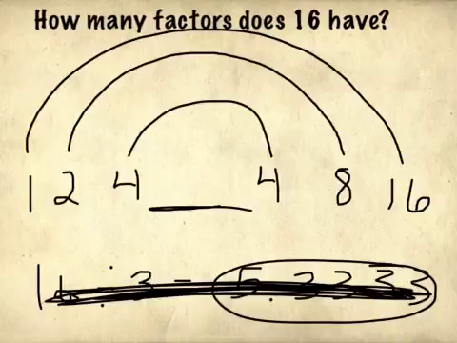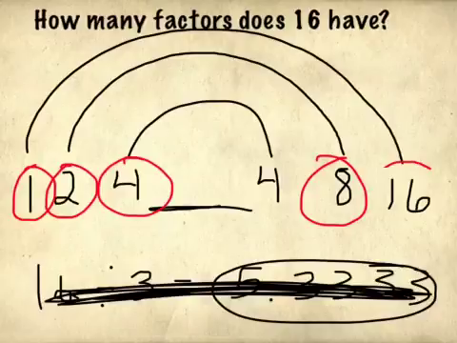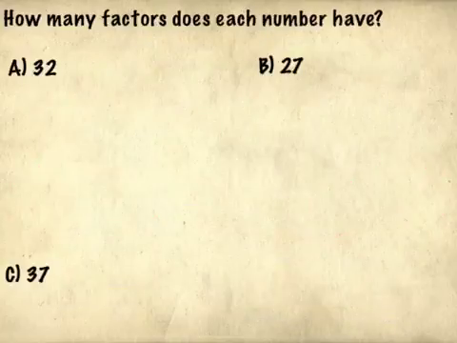So how many factors does 16 have? Well, the factors of 16 are 1, 2, 4, I only have to count 4 once, 8 and 16, which means that 16 has 1, 2, 3, 4, 5 factors. So here are a couple for you to try. Pause the video here and figure out how many factors 32, 27, and 37 have, and when you come back I'll have the answer for you.